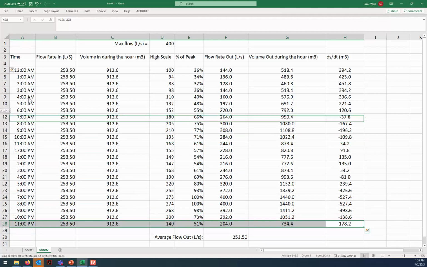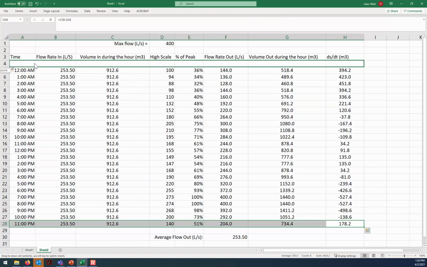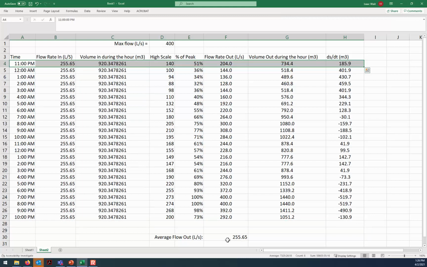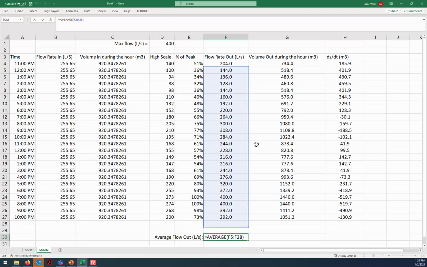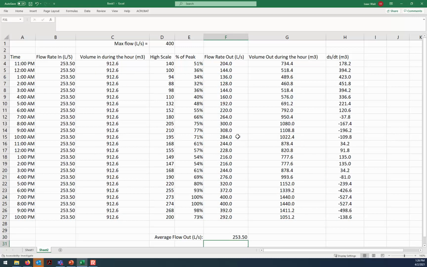So I'm moving this up to the top. Now I have to make sure that it doesn't change my average flow rate. If the average formula is looking in the wrong spot, I'm going to have to readjust that. But I'm moving 11 p.m. to the top of the list. It changed it. So let me just make sure here the average refers to the whole day. Okay, I fixed that there.